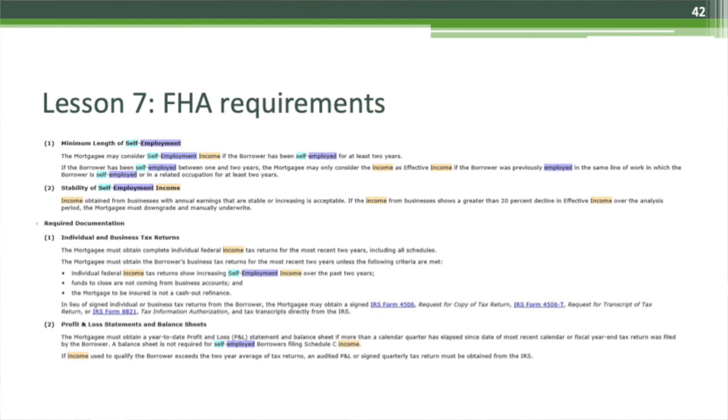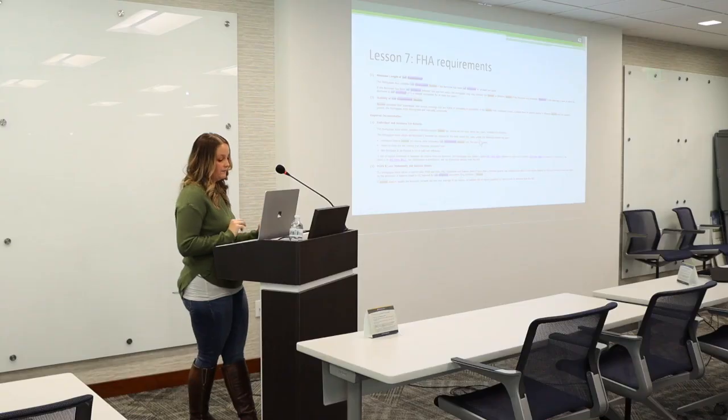So with FHA, you still need 2 years personal, 2 years business, and then also a P&L and a balance sheet. But a balance sheet isn't required on Schedule C, but a balance sheet is required in all the other types of self-employed income. You don't need business returns or business statements for FHA.